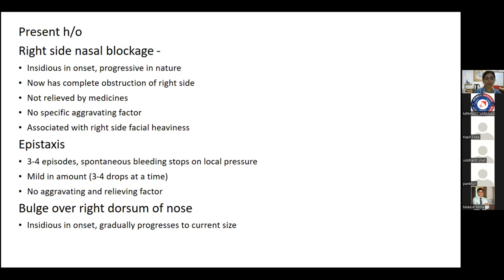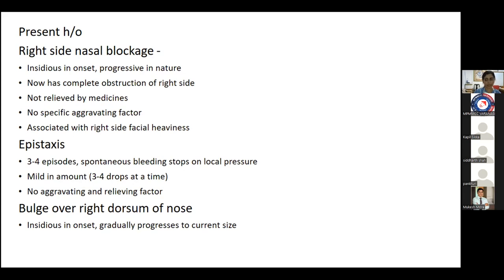Patient also gives complaints of epistaxis, 3 to 4 episodes till now. Spontaneous bleeding is there, which stops on local pressure. The amount is mild, 3 to 4 drops at a time. There is no aggravating or relieving factor for the same.